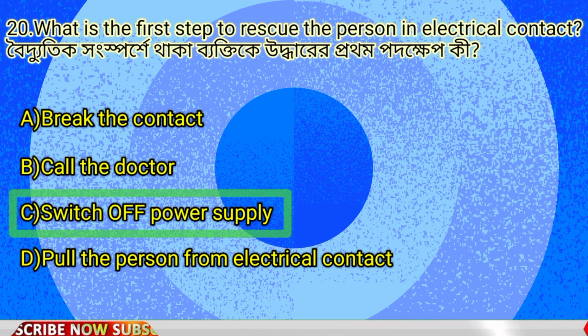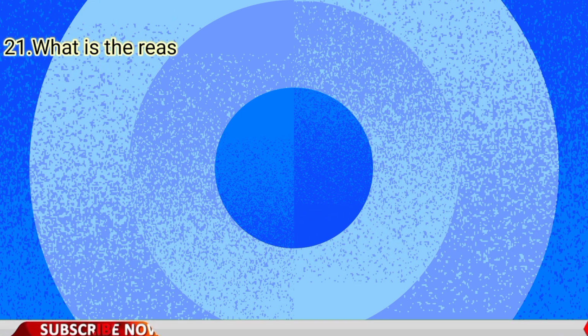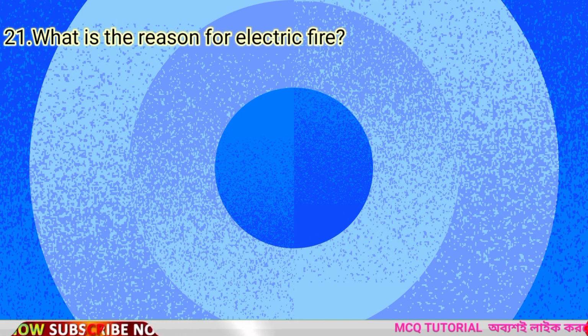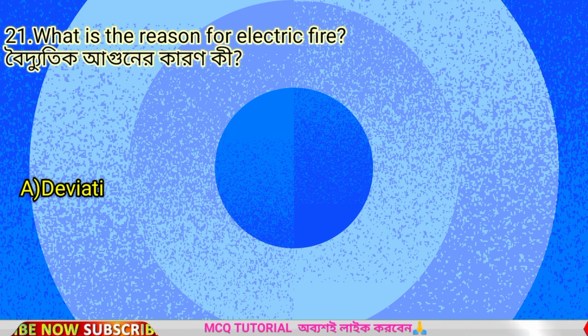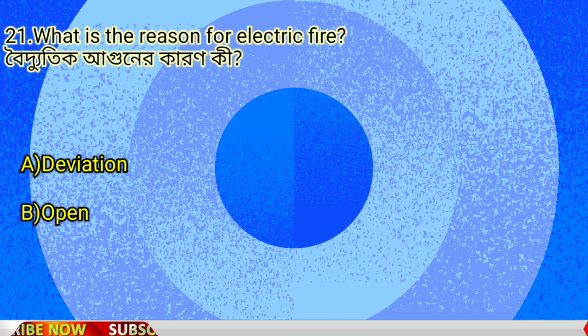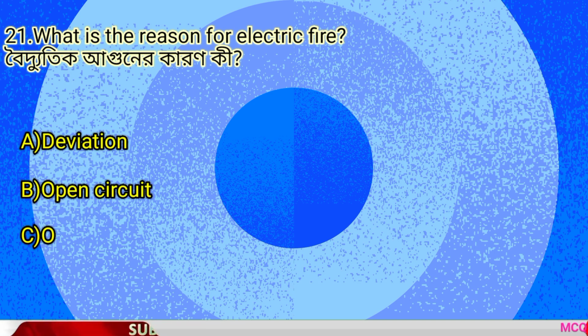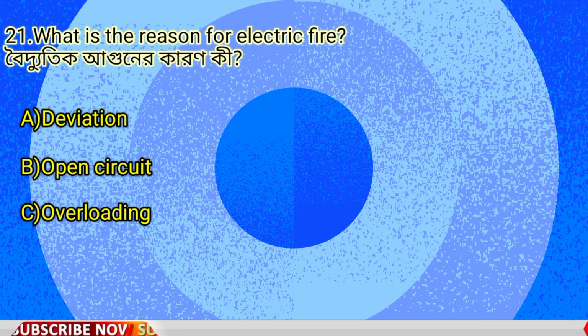The answer will be option C, switch off power supply. What is the reason for electric fire? Option A, deviation. Option B, open circuit. Option C, overloading. Option D, proper earthing.